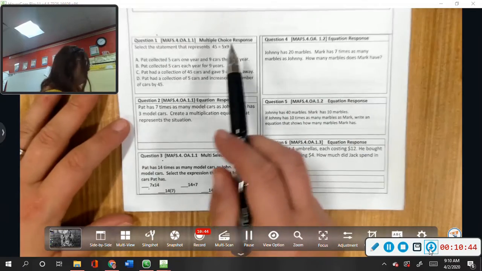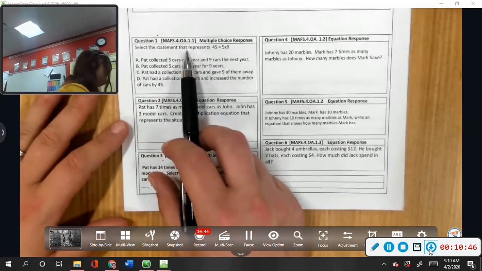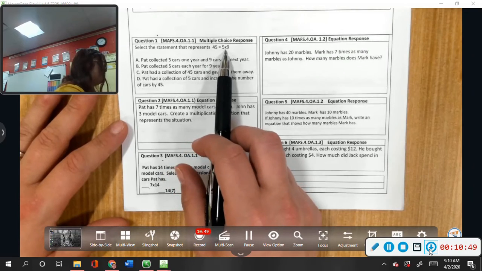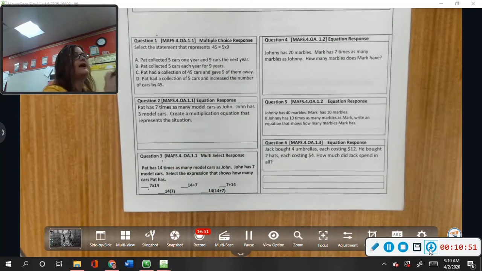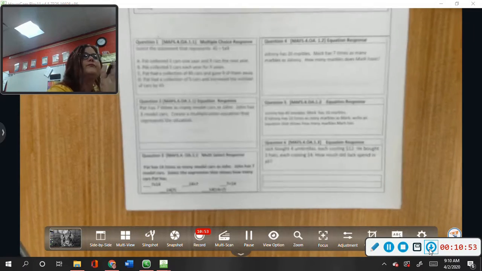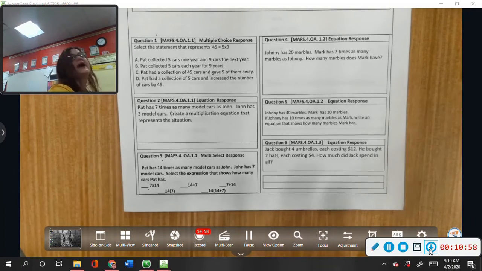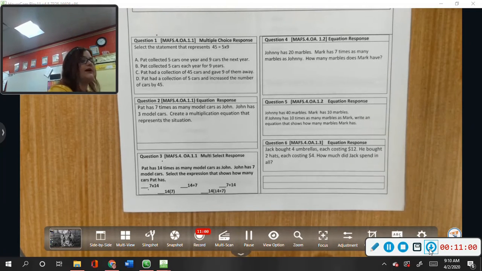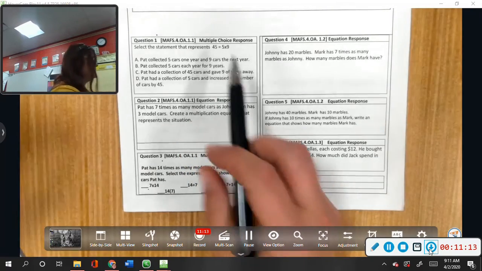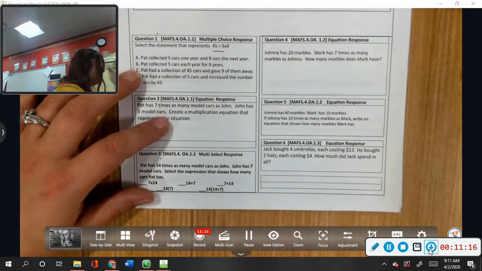Alright. Number 1. Select the statement that represents 45 equals 5 times 9. This is going back to October, when we were saying, okay, if I have 3 times 2, I can write a word problem that says, I have 3 video games, and Kara has 2 times as many video games as I do. Alright, that's all we're looking at. So our multiplication sentence says 45 equals 5 times 9.